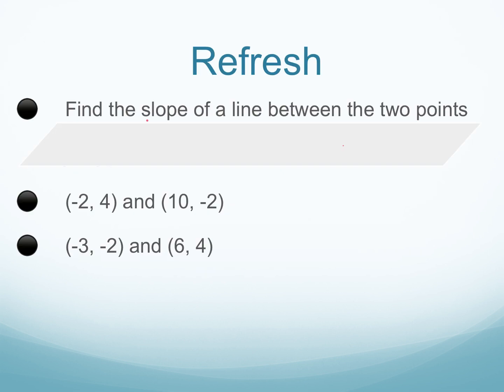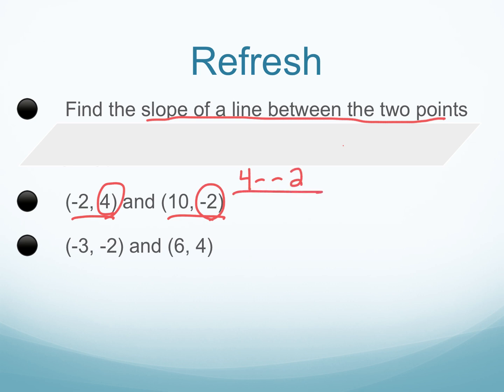How do we find the slope of a line between 2 points? Okay, so remember, it's change in y divided by change in x. So my two y values are 4 and negative 2. So I have 4 minus negative 2 over negative 2 minus 10. Remember that when we're doing this, we need to make sure that this is our first spot, this is our second, this is our first, this is our second. We need to make sure we keep them together.